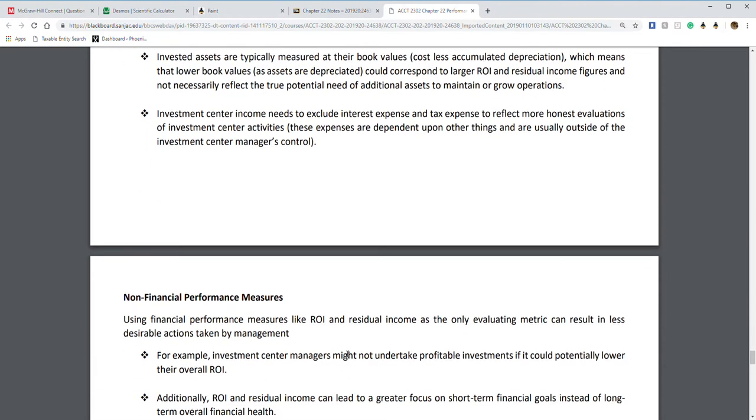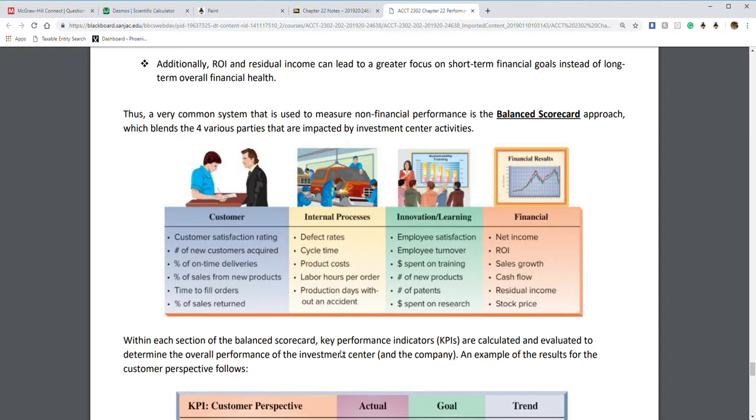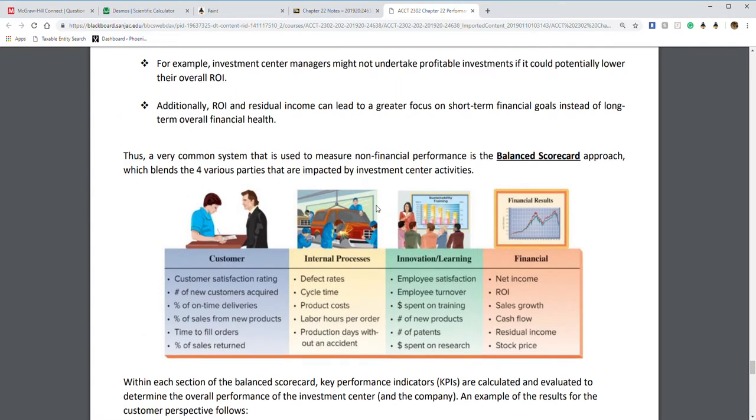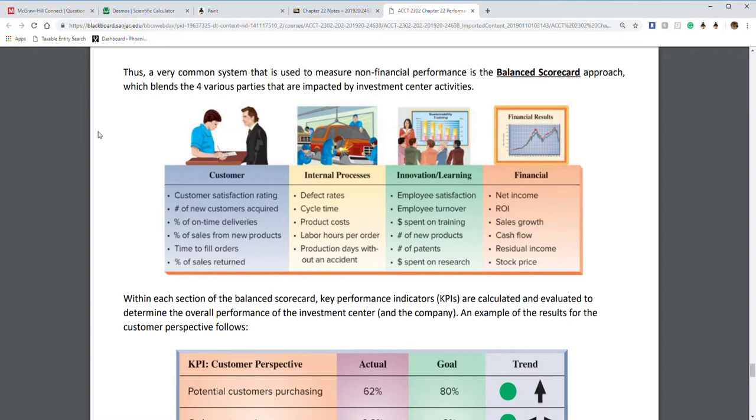So we have another performance measure, and this is the non-financial measure for our investment centers. This is known as the balanced scorecard. Additionally, there's greater focus on short-term financial goals instead of long-term, stuff like that. So we do need this kind of matrix, and it's going to blend in four various parties that are impacted by the investment center activities, and that includes the customer, the internal process, innovation and learning, and financial. And through these, they'll have different subsections of how they evaluate.